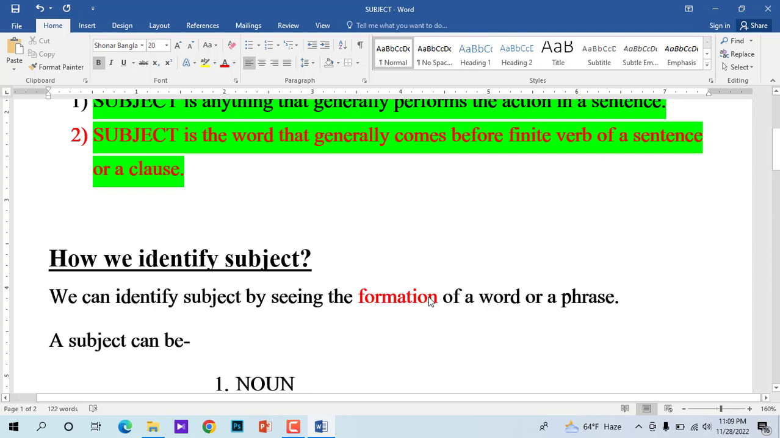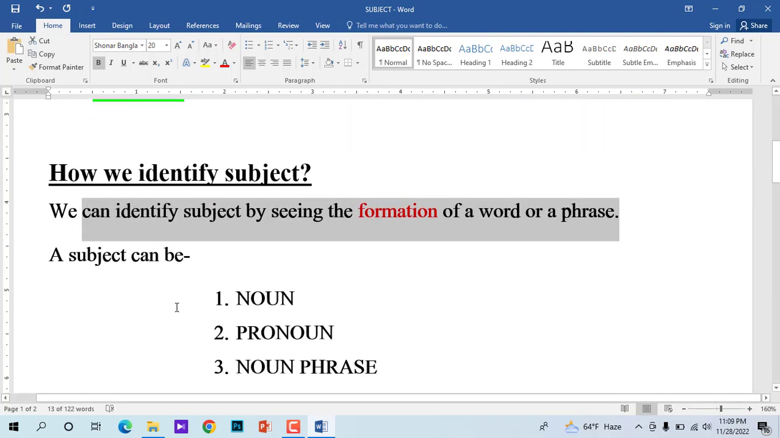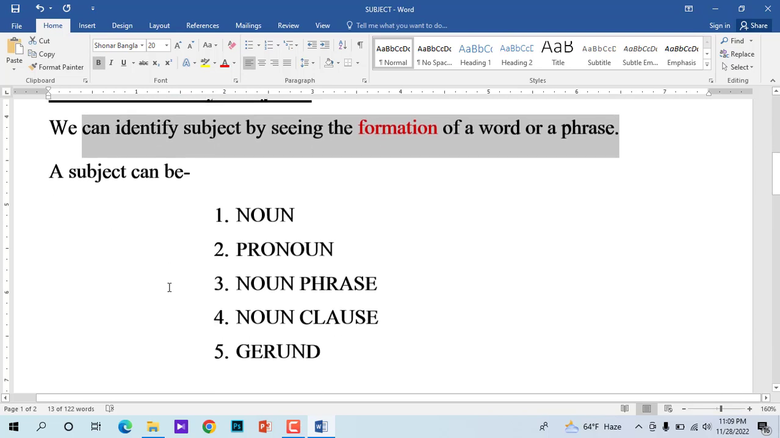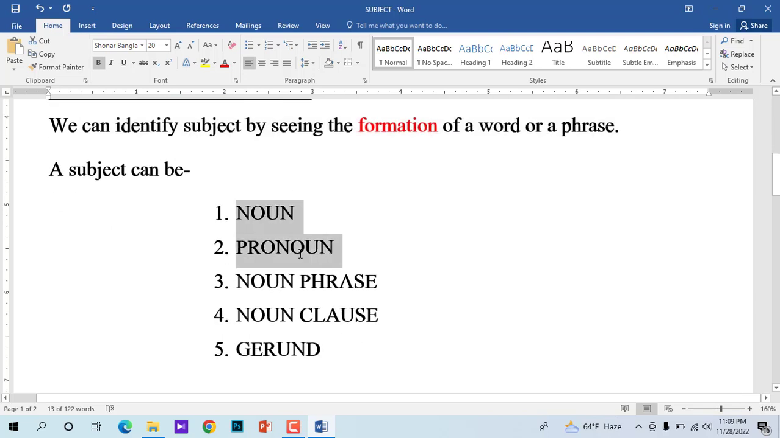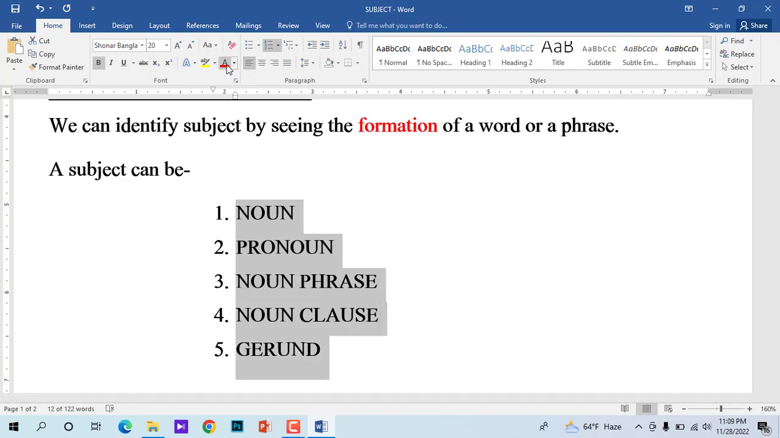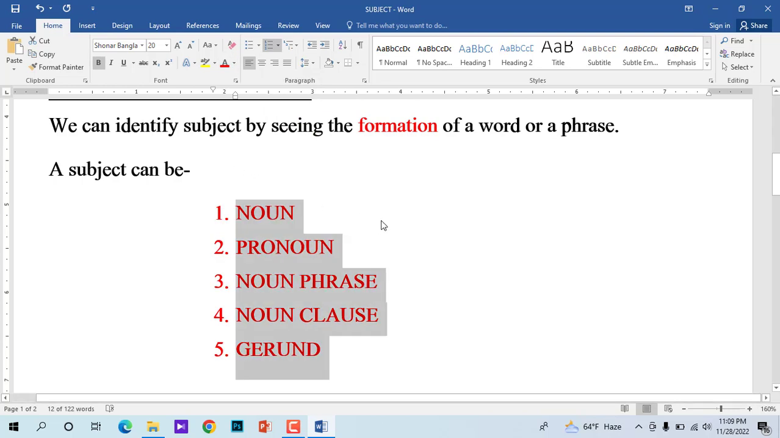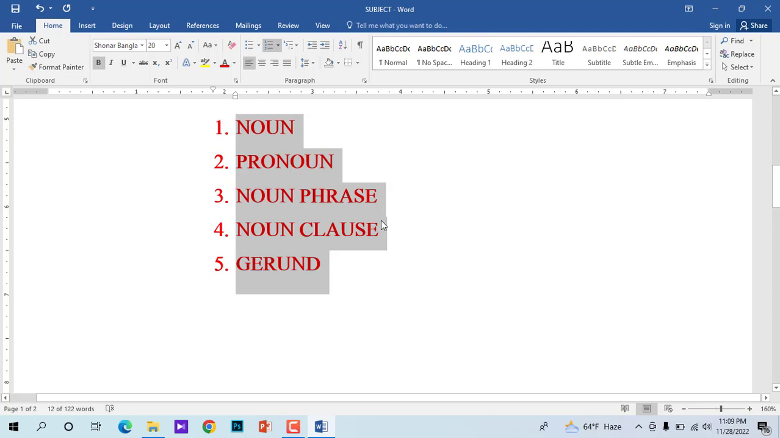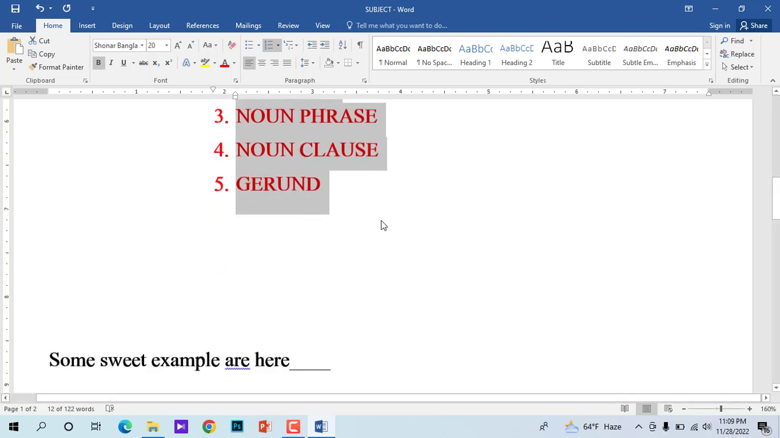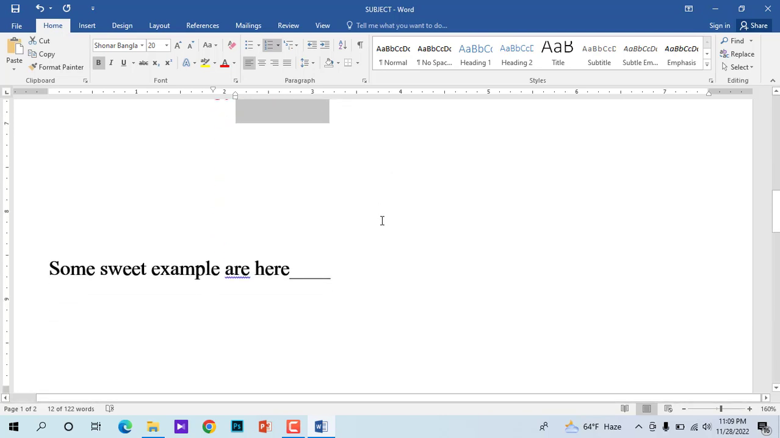We can identify a subject by seeing the formation of a word or phrase. So this is the thing. Now, what can be a subject? A subject can be a noun, a pronoun, a noun phrase, a noun clause, and a gerund. These are the 5 things that generally can be the subject of a sentence. You may ask me to give some examples of subjects, so now I'm going to tell you about that.